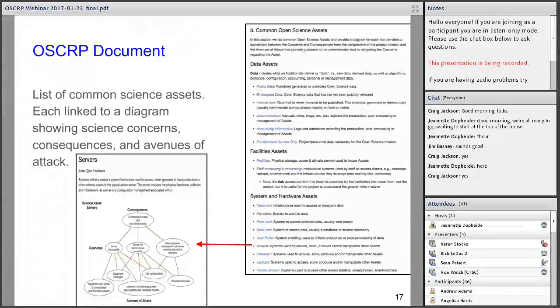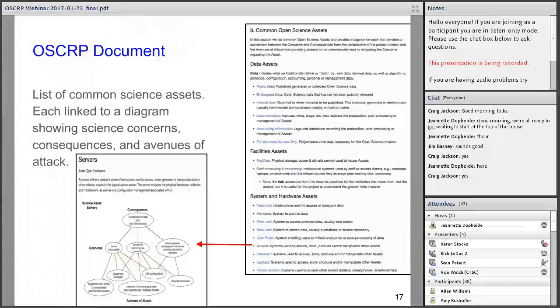The OSCRP document itself is essentially an introduction to the problem, much in the way that Karen started things off today, discussing the idea that bad things can happen to good science. It then works its way down to a list of common scientific assets. Each of those science assets is linked to a diagram that shows science concerns, consequences of something that could take place, and at least potential avenues of attack.